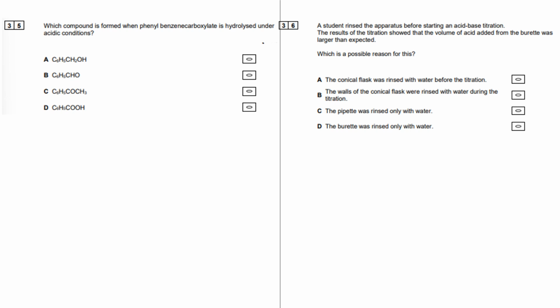Which compound is formed when phenyl benzene carboxylate is hydrolyzed under acidic conditions? So this is an ester. You've got your carboxylic acid on the right of the name and your alcohol on the left of the name. Benzene carboxylate, you have a benzene ring, C double bond O and O. That would be OH if it's the carboxylic acid. And the phenyl group is from phenol. So you have a benzene ring with your O there. So looking at the formula for phenyl benzene carboxylate, C6H5, COO, C6H5.